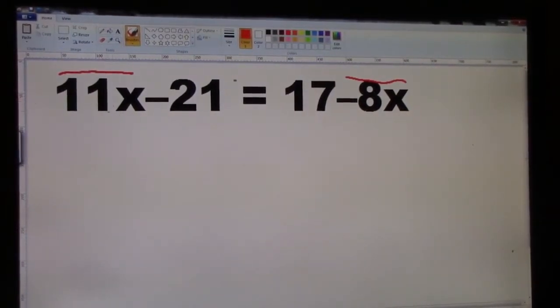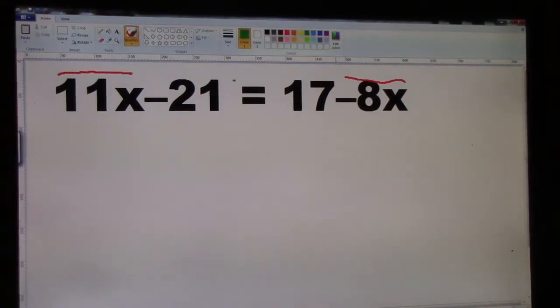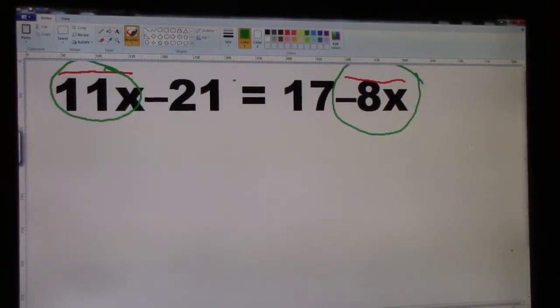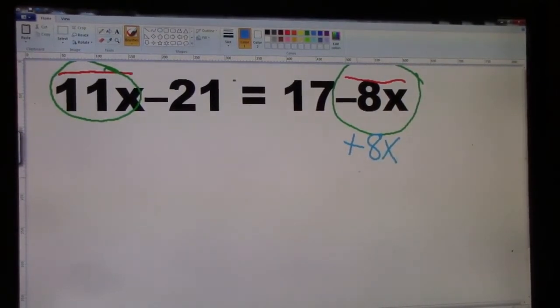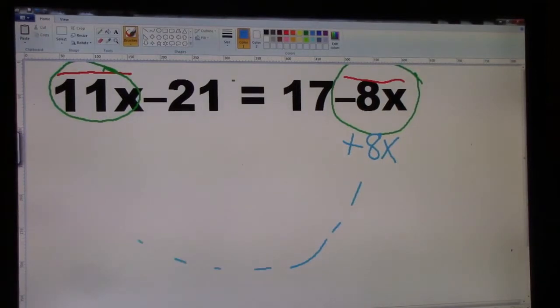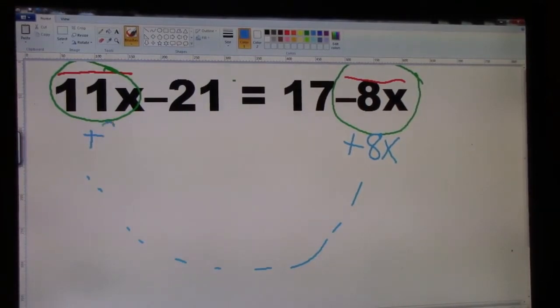Now our rule when we're doing variables on both sides is we need to move the lower like term over to the higher like term. So looking at these two numbers, the positive 11x and the negative 8x, which one of those two is lower? Obviously negative is always lower than positive, so that negative 8, we're going to change to the opposite of what it is. So what's the opposite of negative 8x? It is going to be a positive 8x, right? And we're going to move that all the way over to this other side and join it with the other like term, and so we have positive 8x over here.